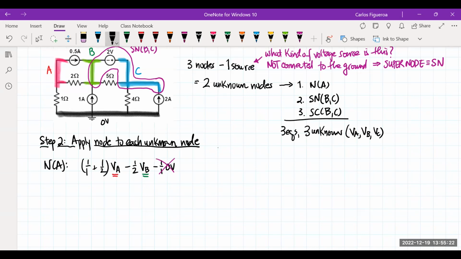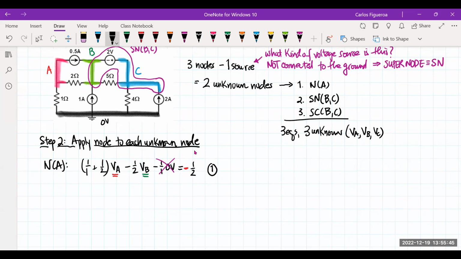Now I need to look at the current sources. So if I look at the red node, there's only 1 current source, and you can see that the current source is moving out. So then this is going to be 1/2, and I'm going to put in a minus sign to tell you that it's moving out of the node. Okay, so this is going to be my equation 1 here.